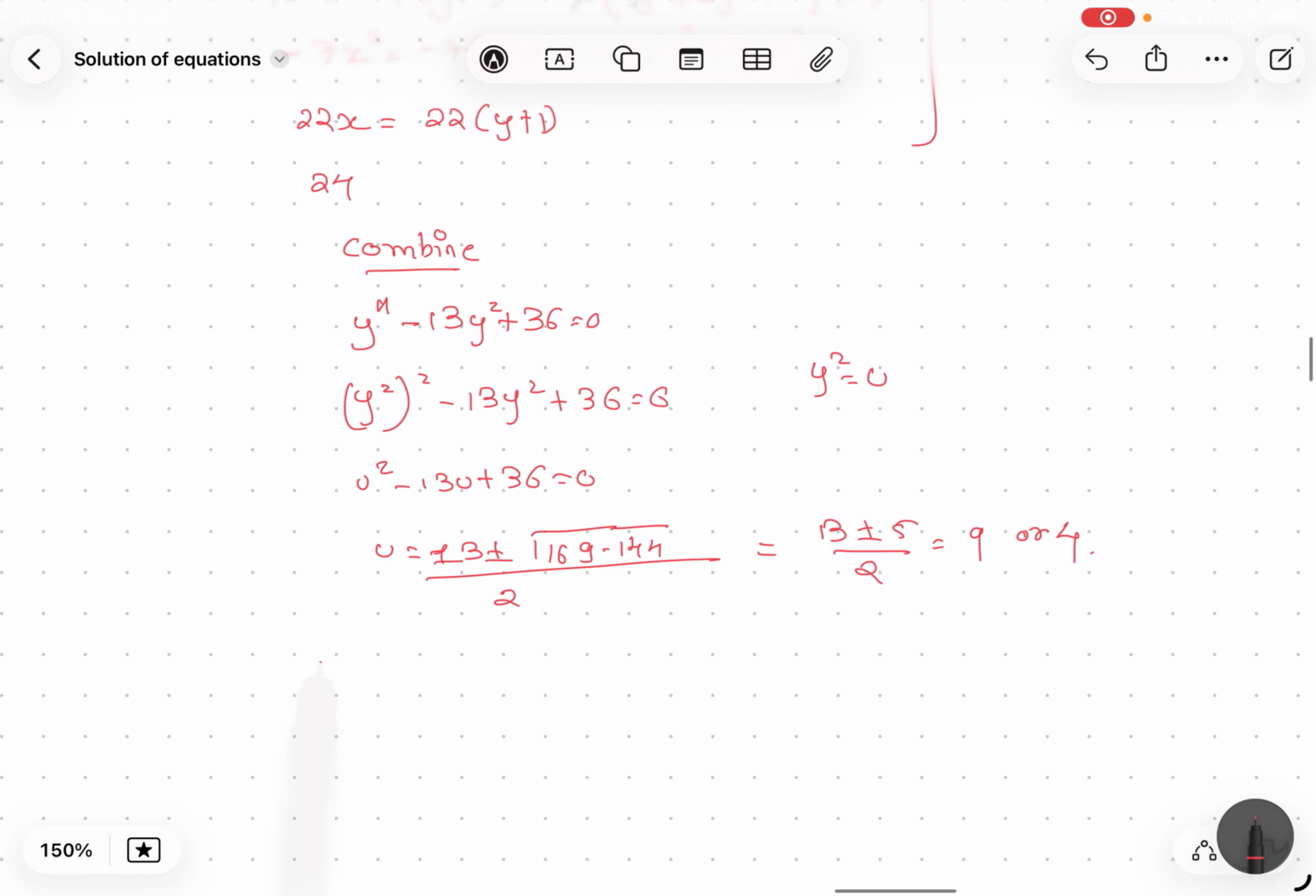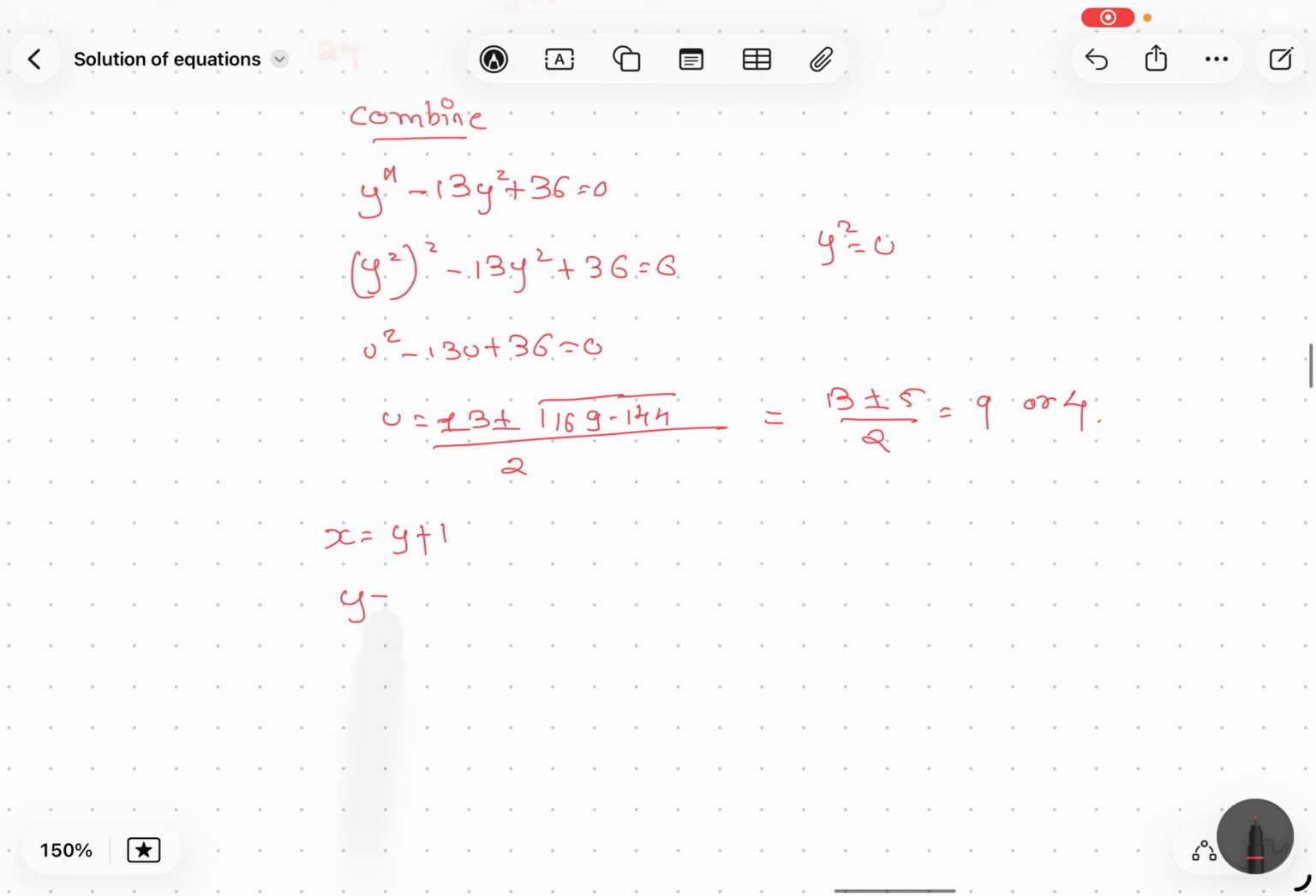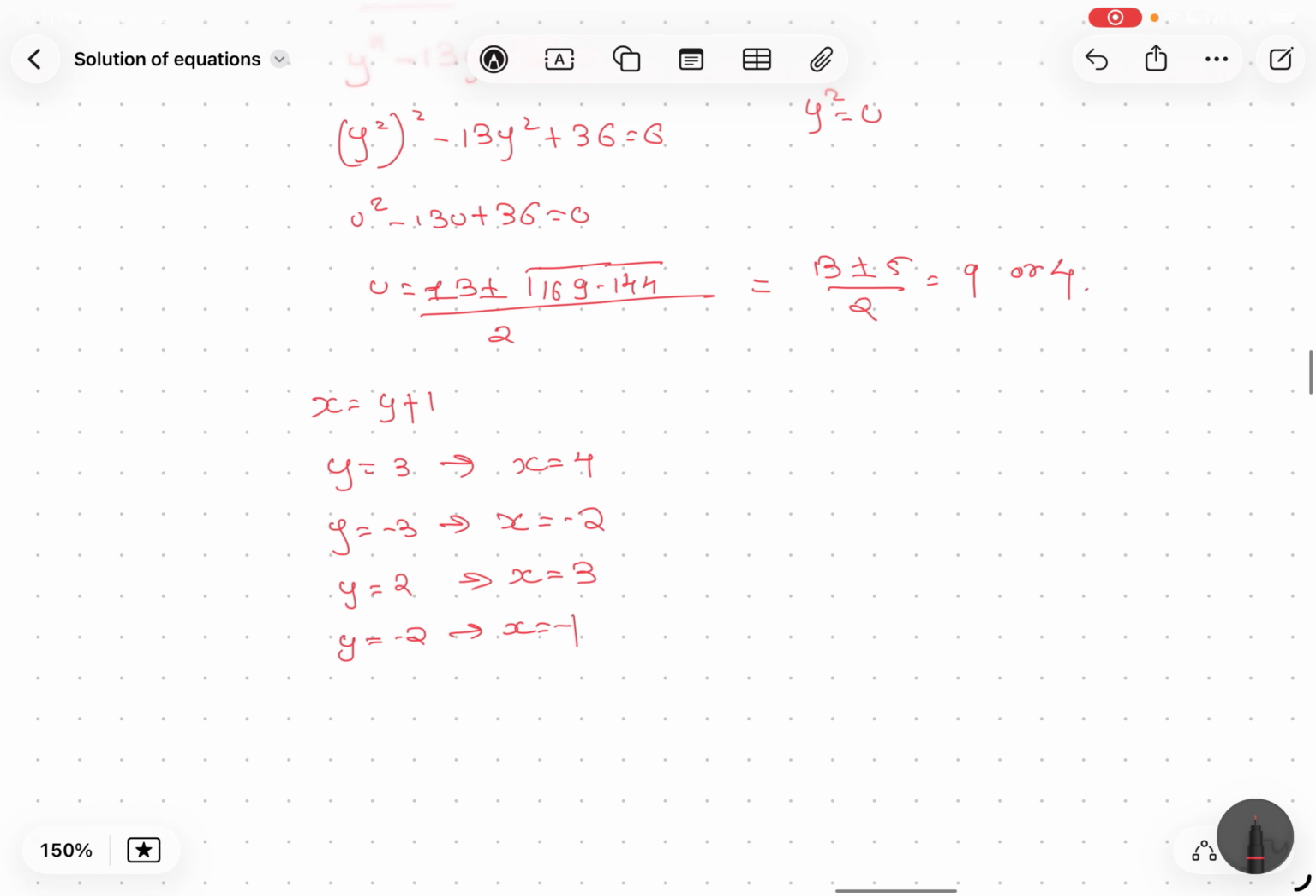So let's substitute. My x equals y plus 1. If my y equals 3, then x equals 4. If my y is minus 3, then my x equals minus 2. If my y is 2, my x is 3. If my y is minus 2, then my x is minus 1. So I can say for this equation, x is minus 2, minus 1, 3, and 4.